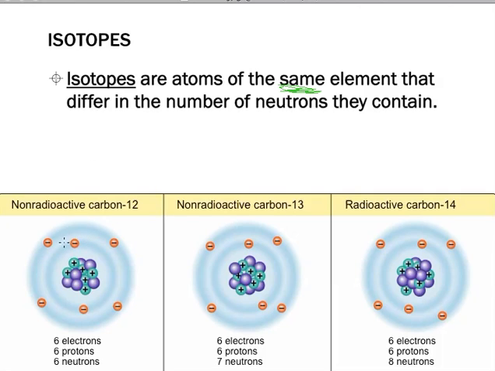Regular, and when I say regular, I mean the most commonly found carbon, is carbon-12. That means it has 6 protons, 6 electrons, 6 neutrons. An isotope of carbon, carbon-13, has 6 electrons, 6 protons, and 7 neutrons. And an even rarer isotope of carbon has 6 protons, 6 electrons, 8 neutrons. So these all 3, carbon-12, carbon-13, and carbon-14, they all have 6 electrons and 6 protons. But the number of neutrons is different. That's what makes it an isotope.